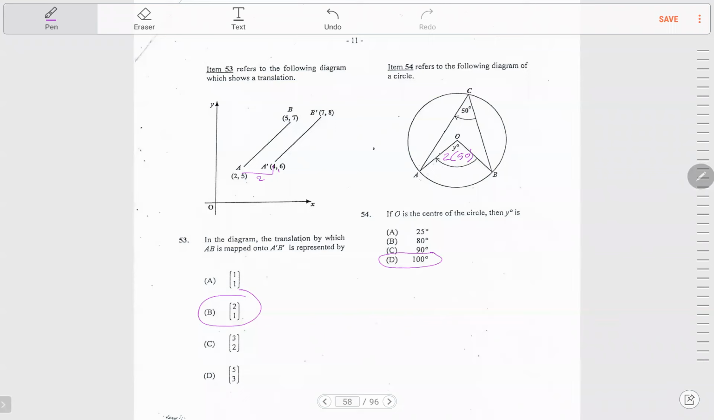Angle at the center is twice the angle at the circumference, subtended by the same arc or subtended by the same chord, if I put in a chord there. All right, so the angle at the center is twice the angle at the circumference. So Y is 2 times 50.